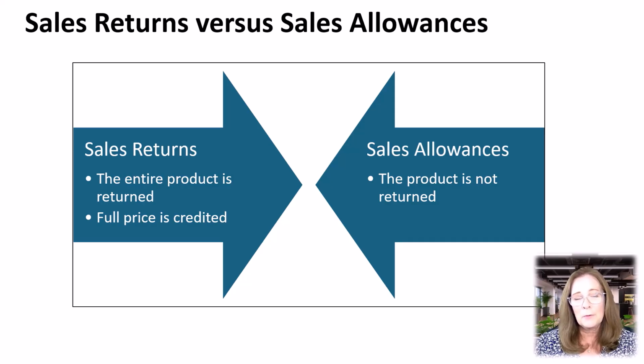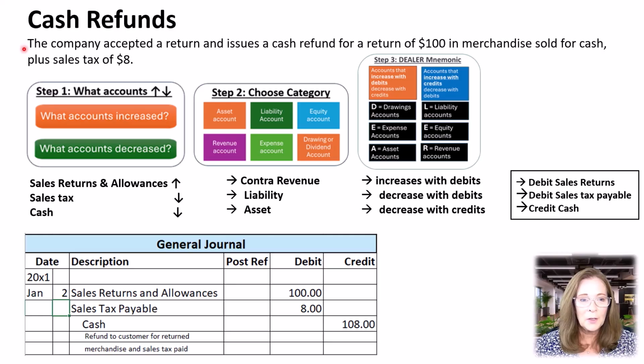Let's now look at a few examples to practice sales returns and allowances. Here's an example of a cash refund for a sales return. The company accepted a return and issues a cash refund for a return of $100 in merchandise sold for cash, plus sales tax of $8.